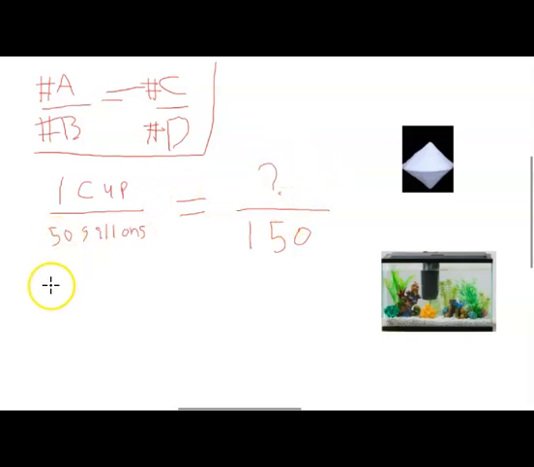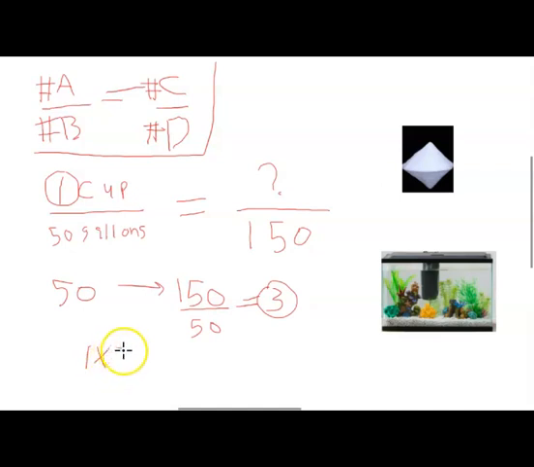So we can see that 50 gallons turned into 150. So what was it multiplied by to get to 150? Well, we figure that out by dividing 150 by 50, and we get 3. Therefore, seeing as how we multiplied the bottom by 3, that means we must also multiply the top by 3. So if you multiply 1 times 3, you get 3 cups of salt. That's how much you need.